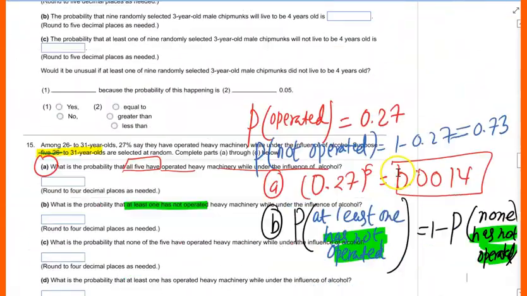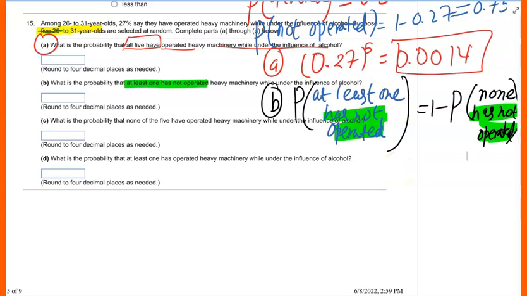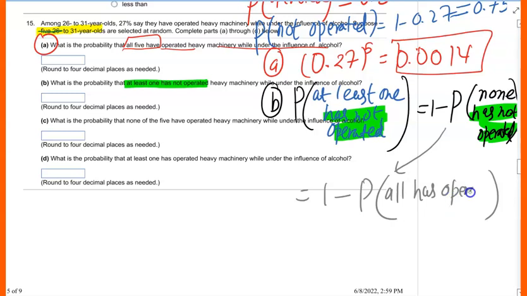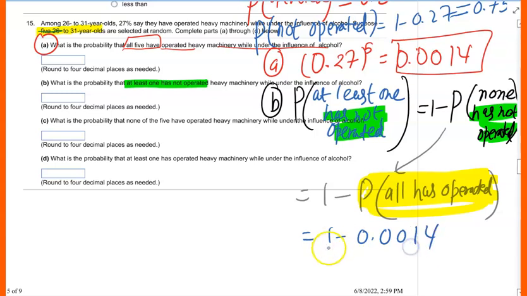Okay, what do you mean by the probability of none has not operated? Let me continue here. It's going to be 1 minus the probability of none has not operated under influence of alcohol, which means all has operated under influence of alcohol. That means all 5 have operated under influence of alcohol. And what's the probability of this? We found in part A, which is going to be 1 minus 0.0014, and your answer is going to be 0.9986.